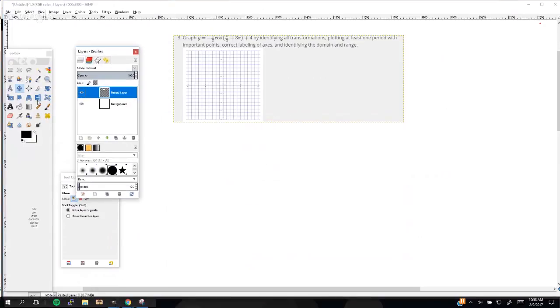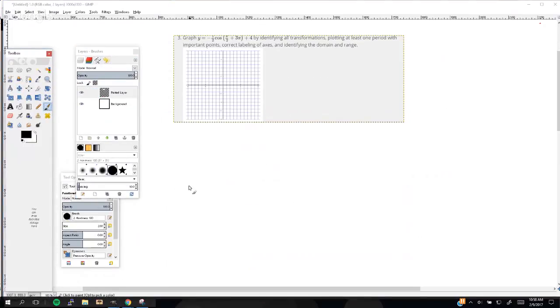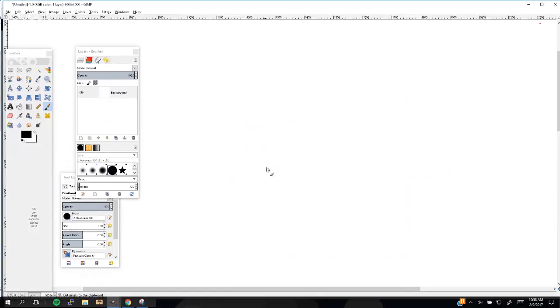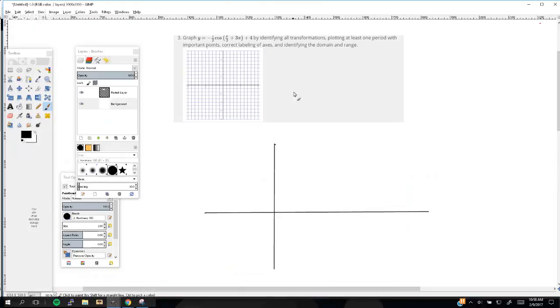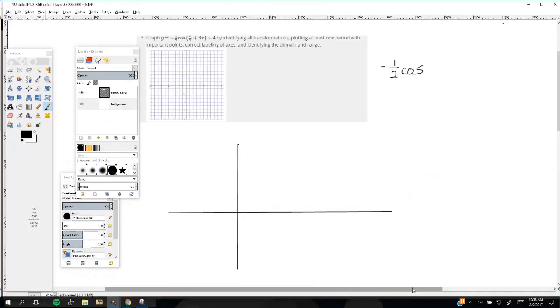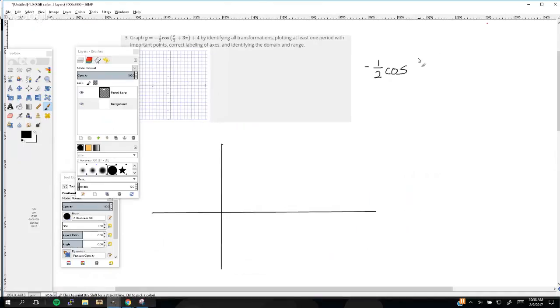I'm going to draw out my own graph. So we first need to factor out the 1/2. Factor out the 1/2.